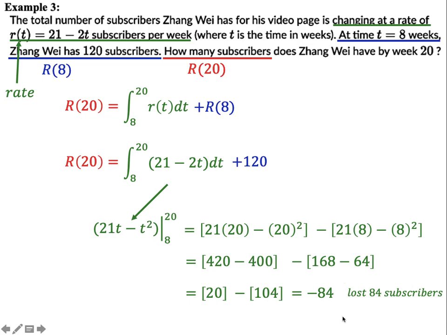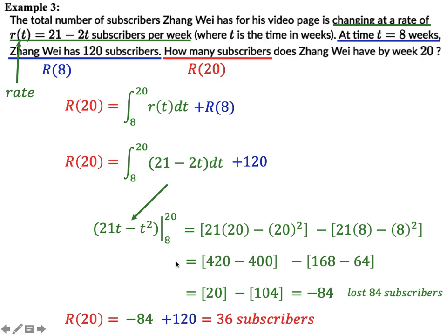So Zhang, we lost 84 subscribers between week 8 and week 20. So over that period, I know he lost 84 subscribers. I'm going to put a negative 84 right here. So we have 120 and a negative 84, and so he's left with 36 subscribers after 20 weeks.